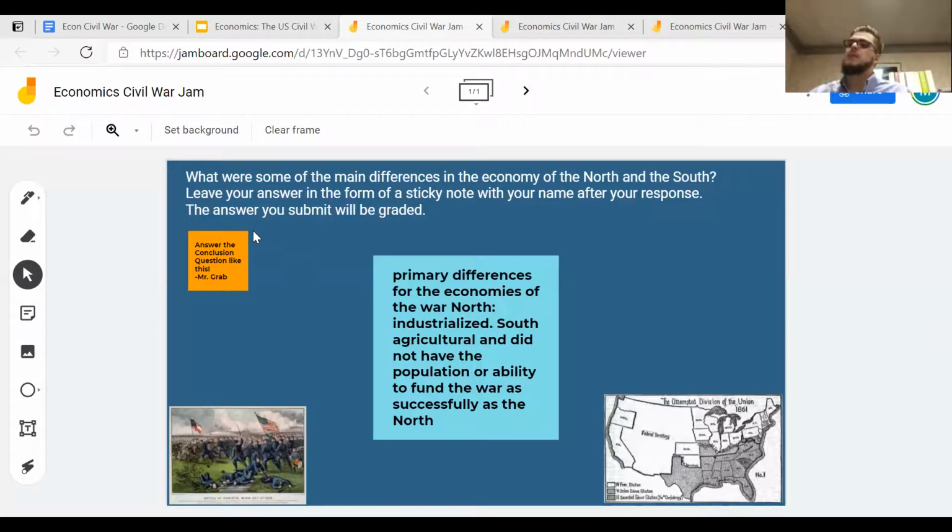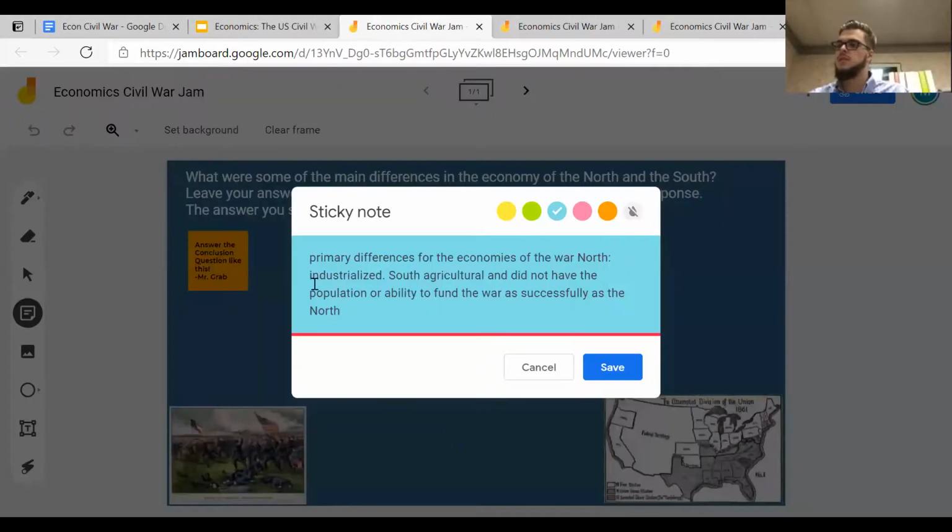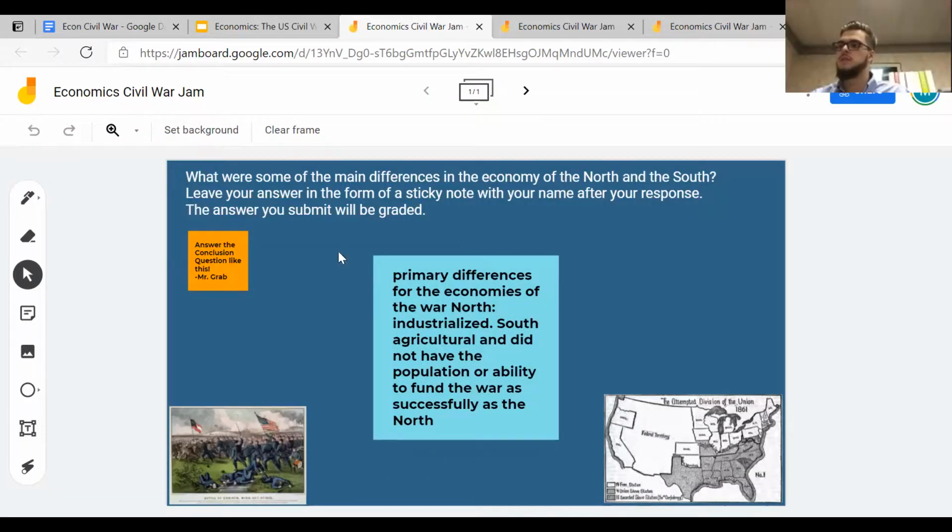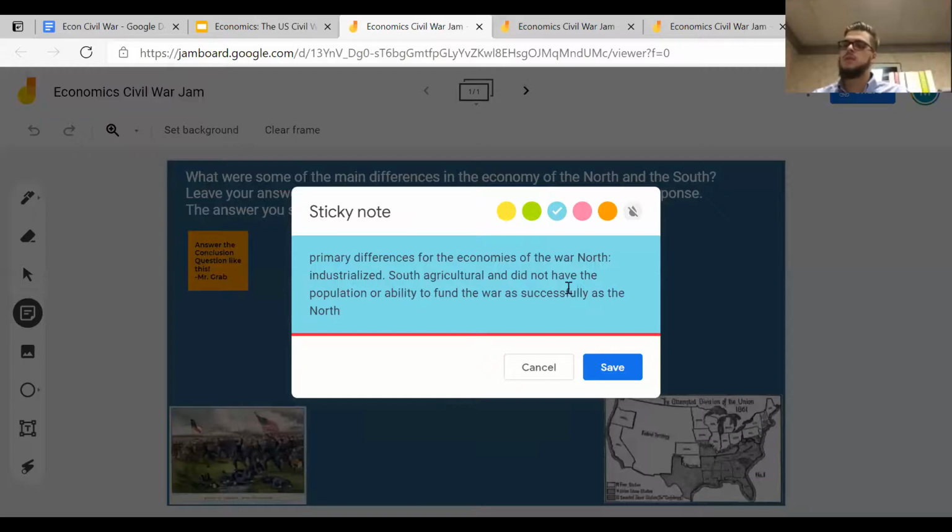So what were some of the main differences in the economy of the North and the South? Leave your answer in the form of a sticky note. Oh, I was supposed to do that, I'm sorry. Yeah, so leave your answer in the form of a sticky note with your name after your response. The answer will be submitted and graded. So just briefly, some of the key things that I think are required from the students would be primary differences in the economies of the war, comma, I should put a comma there, but I'm out of space right now. The North industrialized for the most part.